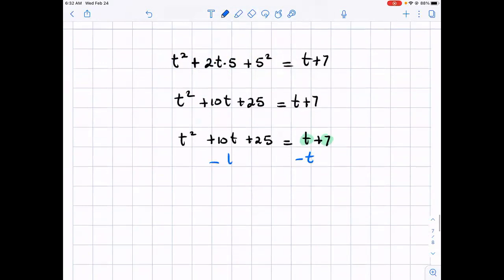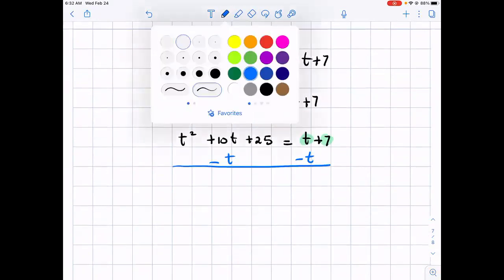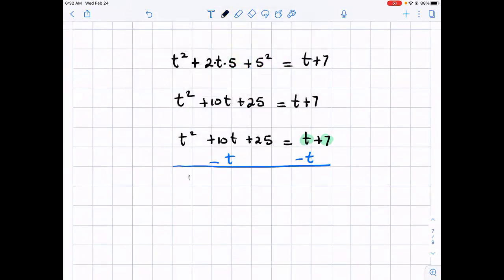It doesn't matter. When I do this, I have t squared plus 9t, because 10t minus 1t is 9t, plus 25. This plus t and the minus t cancel, and that leaves me with 7.